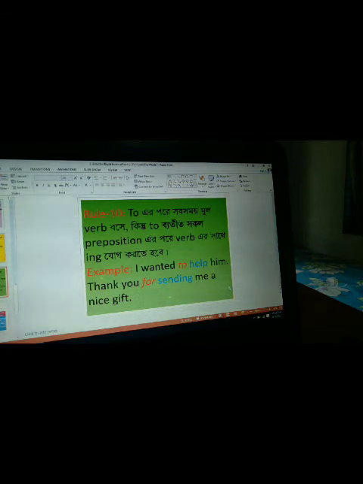But one thing should be remembered that except to, in case of all other prepositions, we must use the present participle form of the verb after any preposition except to. Such as, thank you for sending me a nice gift. Here after for we have used the present participle form of the verb, sending.